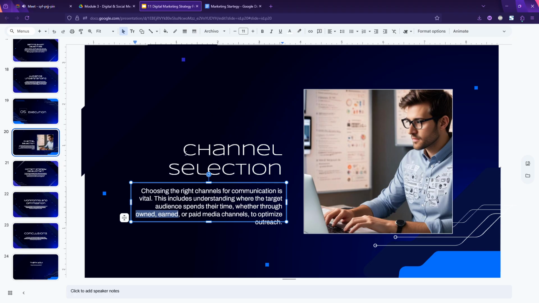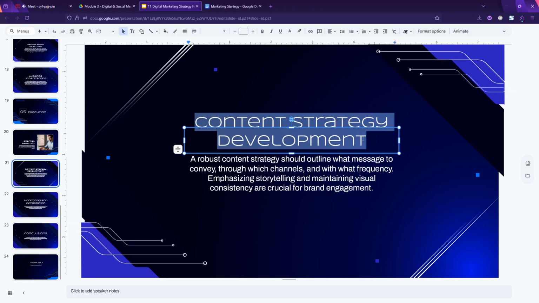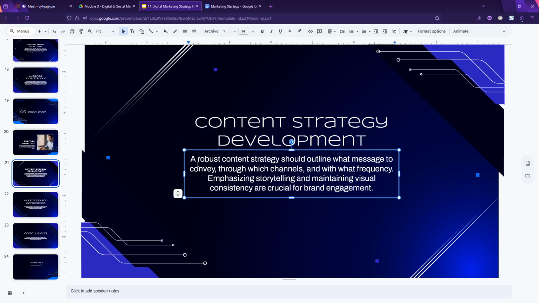So the brand, if they have to target you, because what you have written is a typical buying process, it's good to recognize it, hence the assignment. So a brand has to understand all this to optimize outreach. Then the strategy development. A content strategy should outline what message to convey, through which channels, and with what frequency.